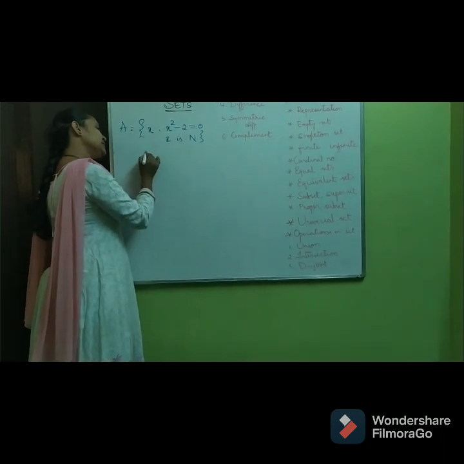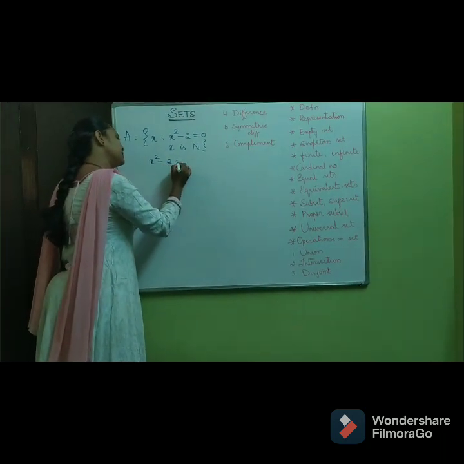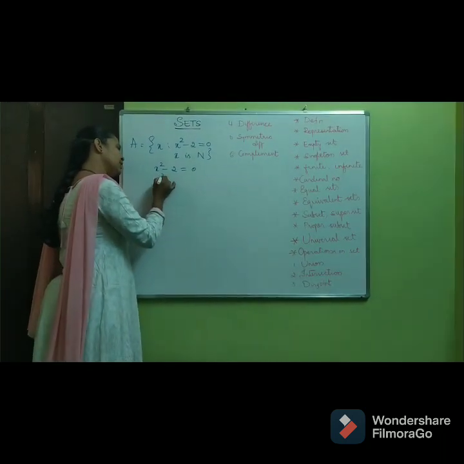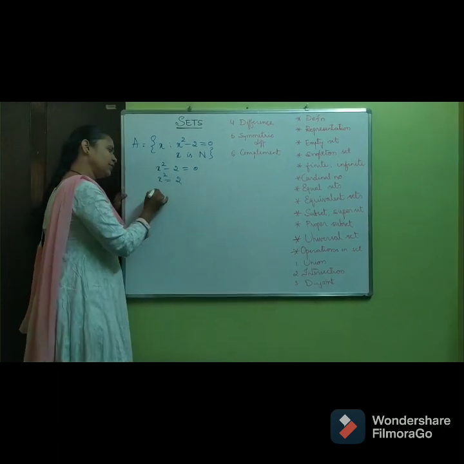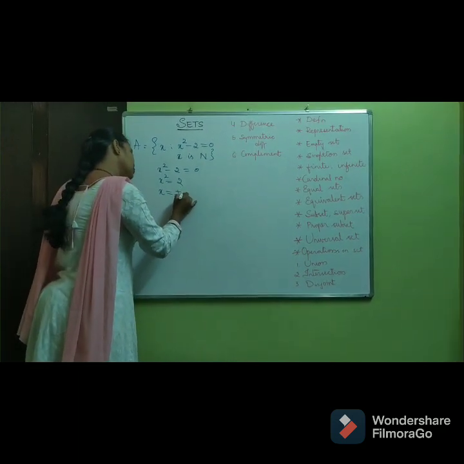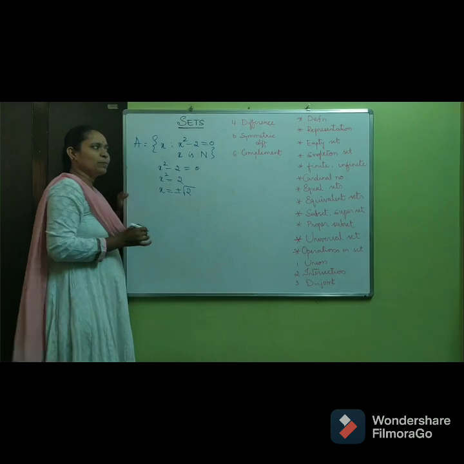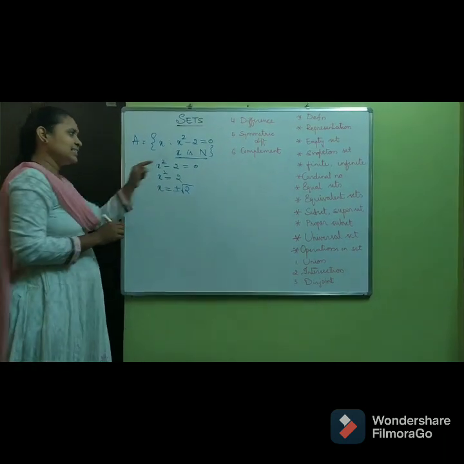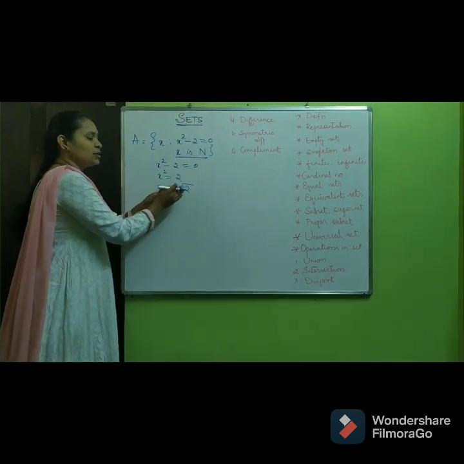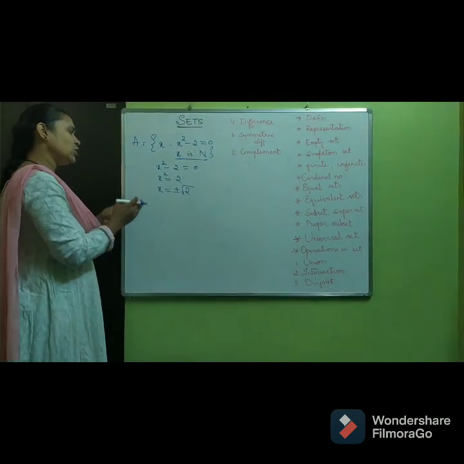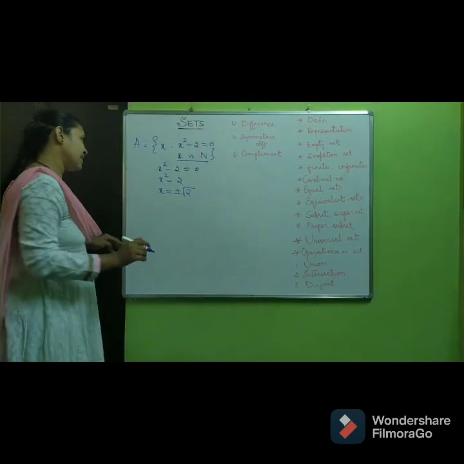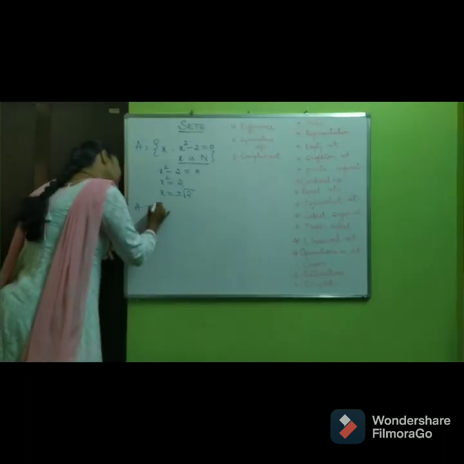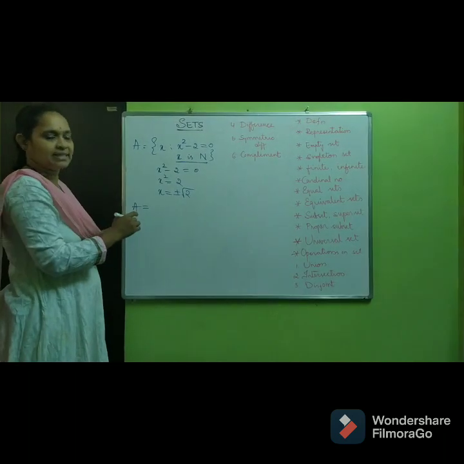If you solve this, x squared minus 2 is equal to 0, x squared is equal to 2, and x is equal to plus or minus root 2. But what is there here? x is a natural number. When x is a natural number, either root 2 is not a natural number or minus root 2 is not a natural number. Therefore, A is equal to the empty set.